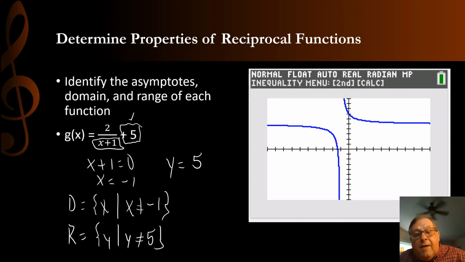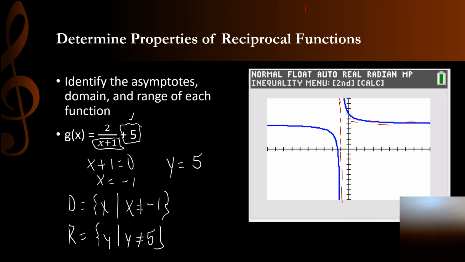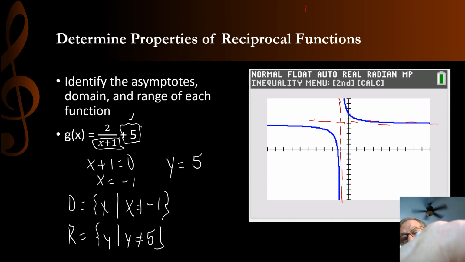If I look at the graph, we can see that that bears out. Here we've got a vertical asymptote when x is equal to negative 1, and I can see that, drawing that asymptote in there. And what about my horizontal? Let's see, up 1, 2, 3, 4, 5. So I've got this horizontal asymptote running along here where y, or g of x in this case, equals 5.